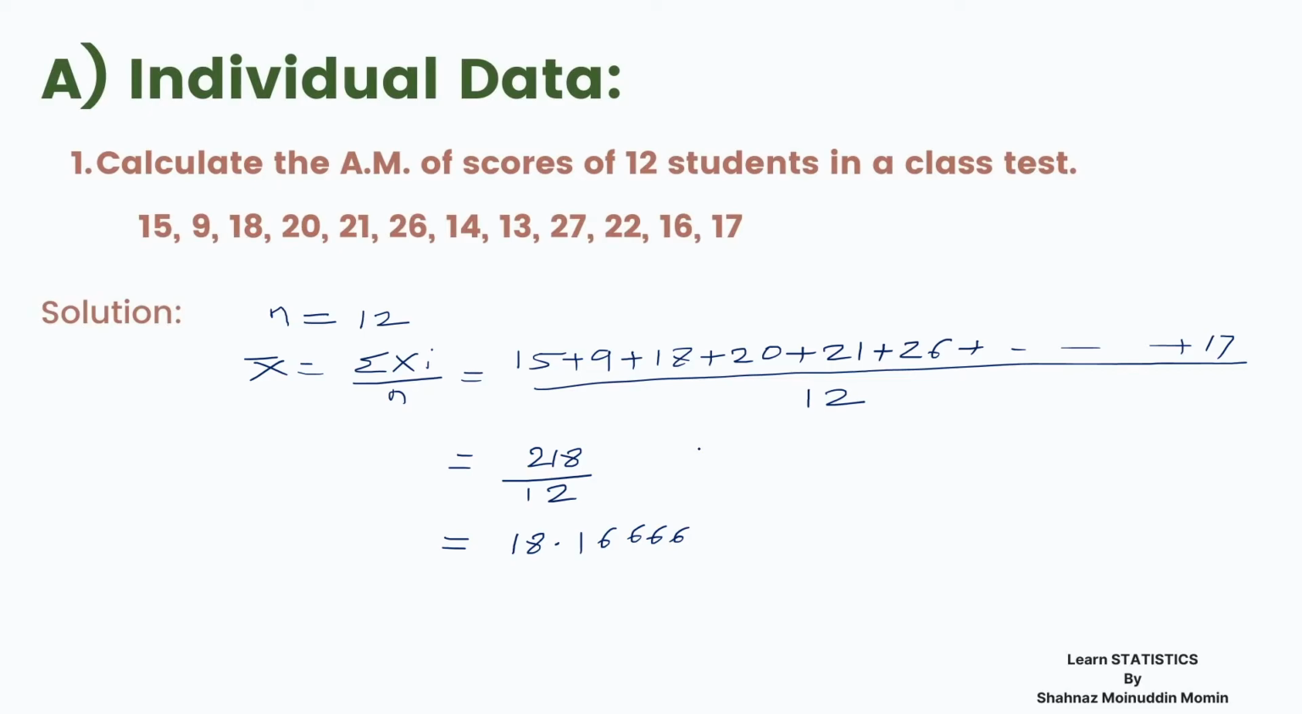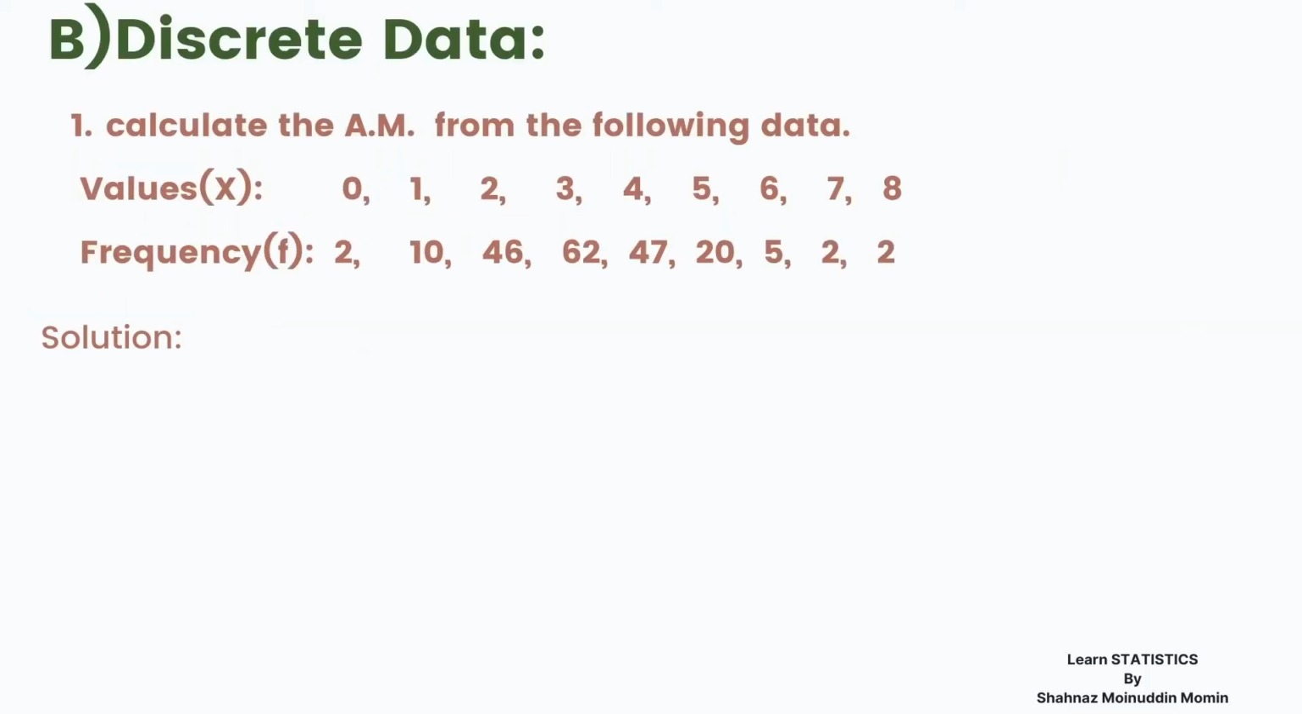Now let us see how we calculate the arithmetic mean in discrete data. Consider the example. Calculate the arithmetic mean from the following data. Here we have given the values x as 0, 1, 2, 3, 4, 5, 6, 7, 8 with their corresponding frequencies like 2, 10, 46, and so on. Since values and frequencies are given, the given data is discrete. So here we have to use the formula of arithmetic mean for discrete data only. Now let us prepare a table.